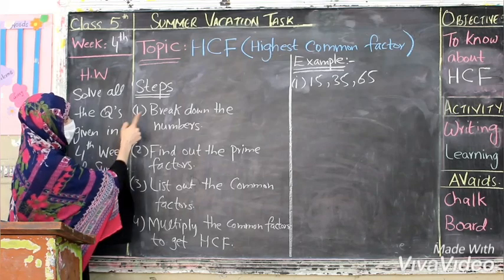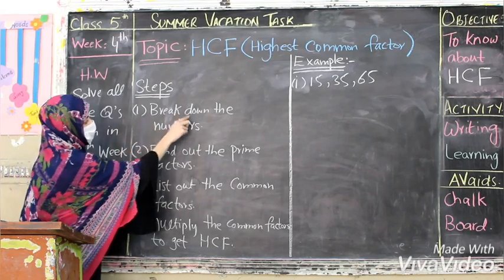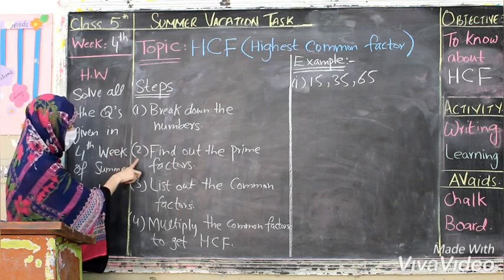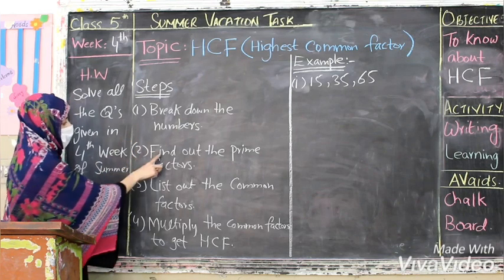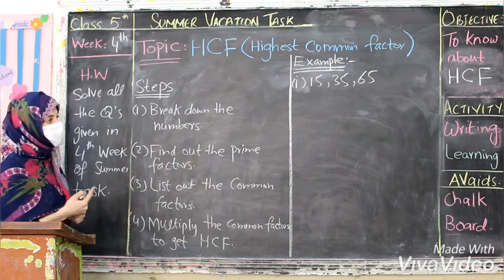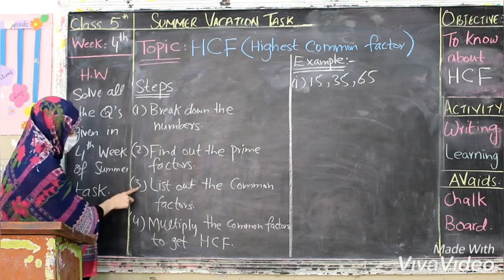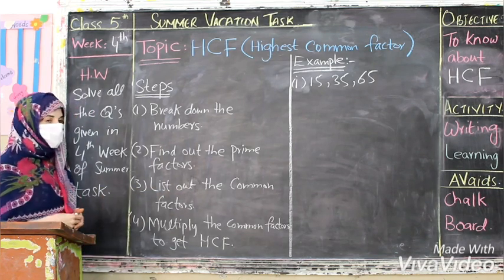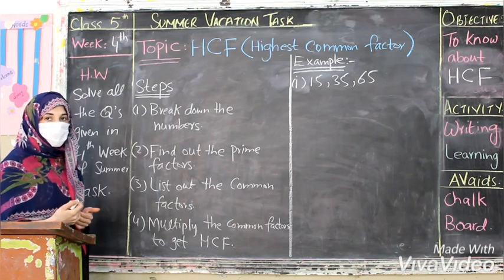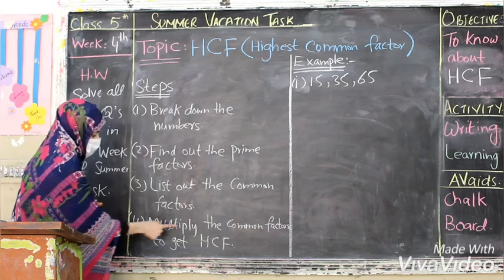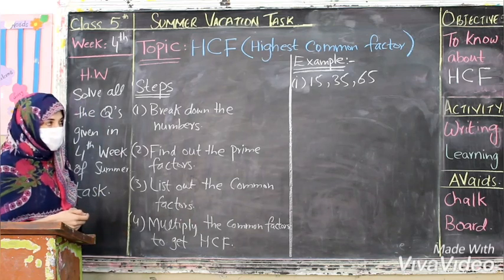So the first step for finding HCF is break down the numbers. You have to break down the numbers. The second step for finding HCF is find out the prime factors. You have to find out the prime factorization of the number. The third step is list out the common factors. When you find out the prime factorization of that number, then you have to write the common factors of the numbers. And in the last step, you have to multiply the common factors to get HCF.